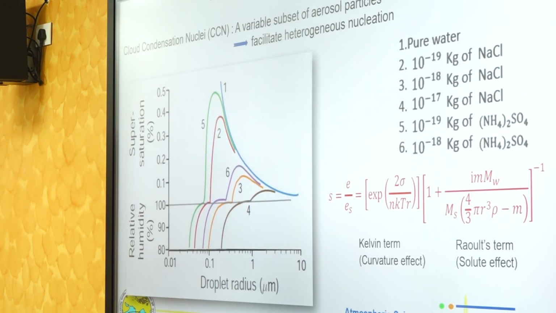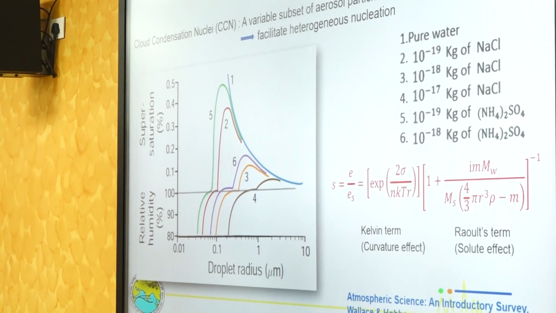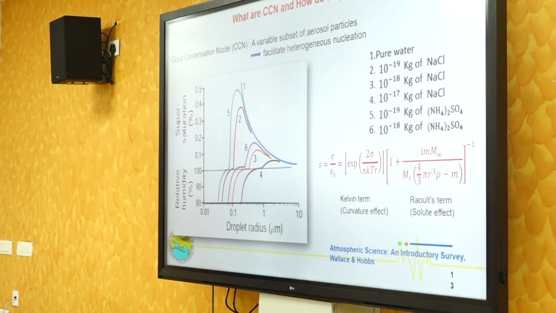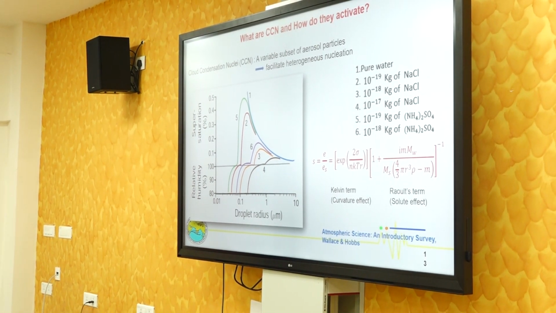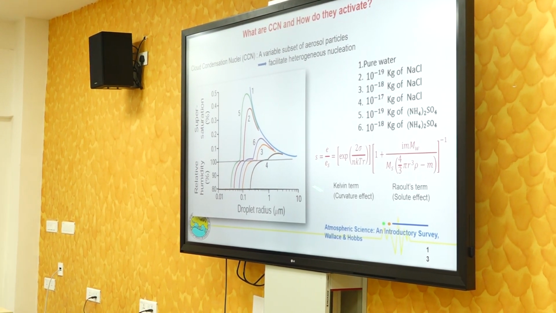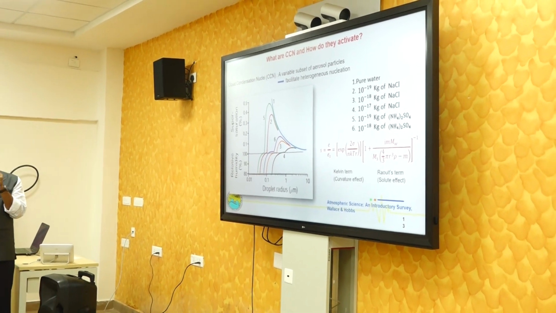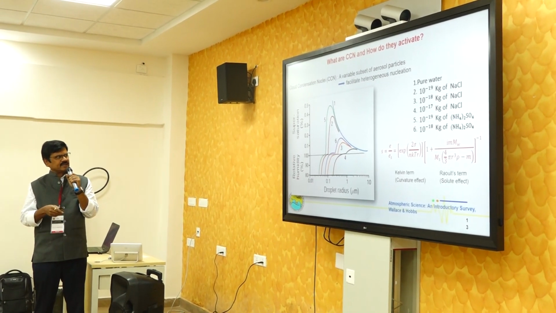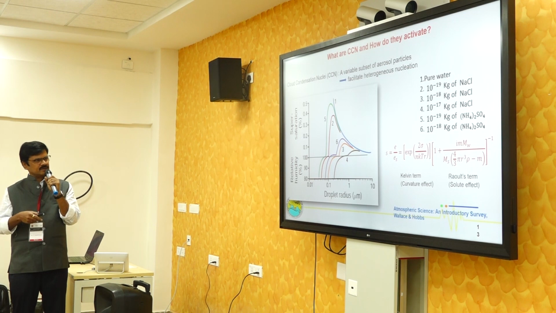And so what are CCN? A variable subset of aerosol particles. Depending on their size, chemical composition and water uptake ability, they can act as cloud condensation nuclei. So this is a Kohler curve, and you can see the competition between the curvature and the solute effect will determine the activation of an aerosol into a cloud droplet.